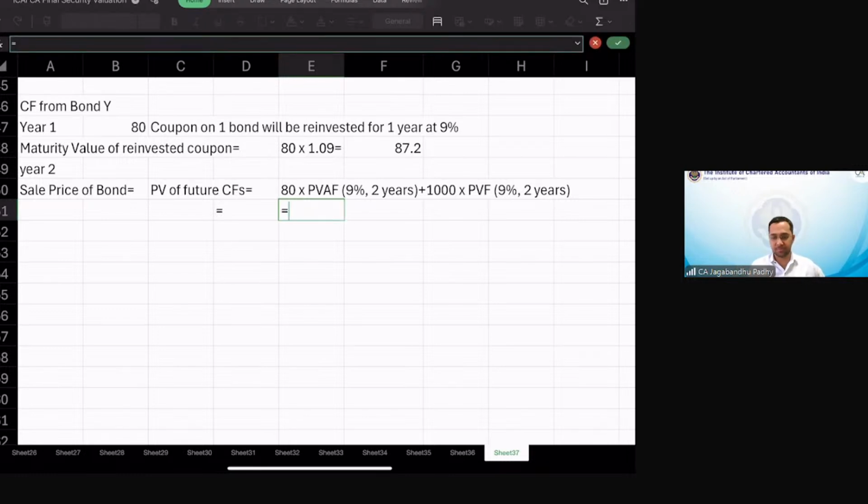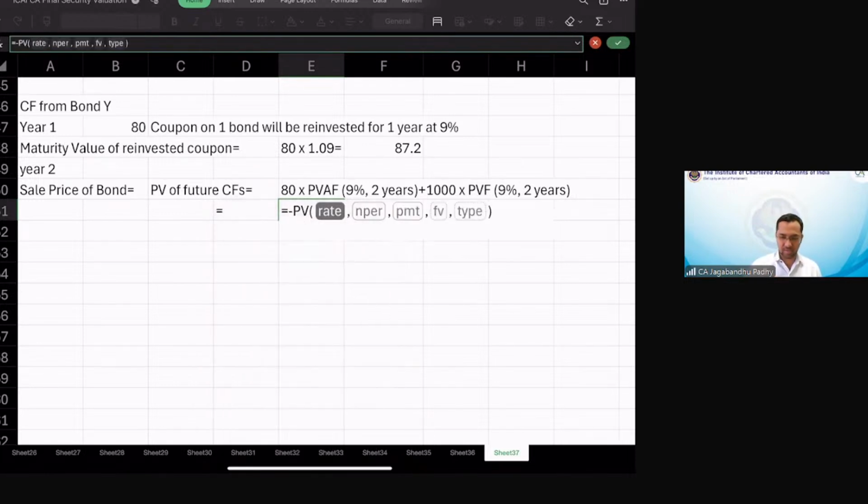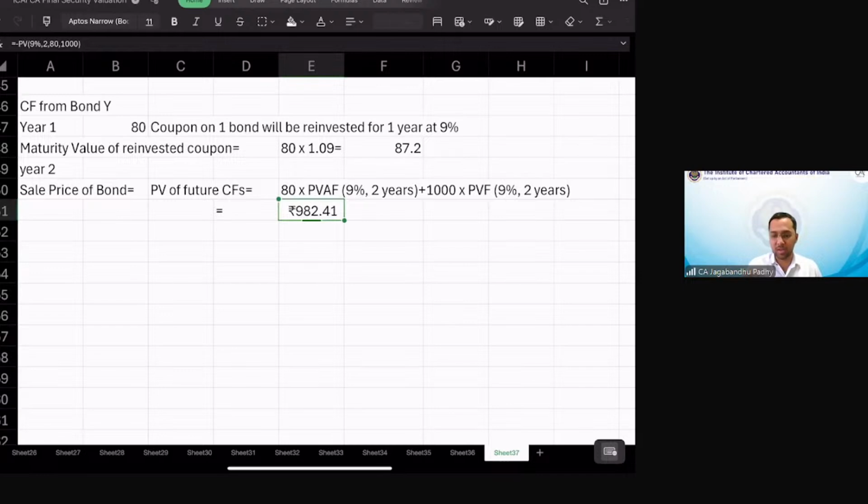Sale price of the bond. Please calculate and let me know. Okay, 981. So this is like present value. I'll take the rate as 9% and n is 2. PMT is 80. Is it 982.41? Yes. So the sale price of the bond is 982.41.